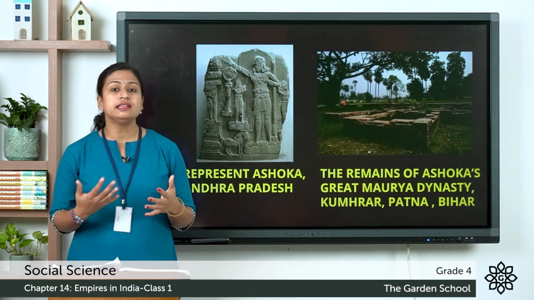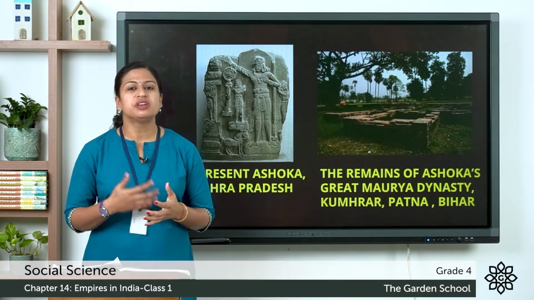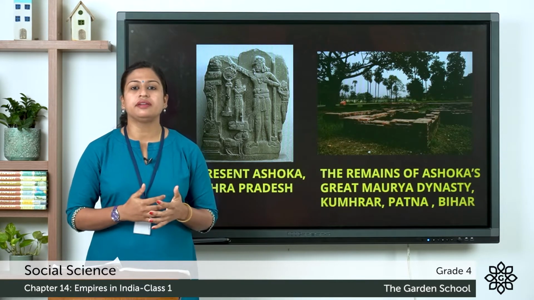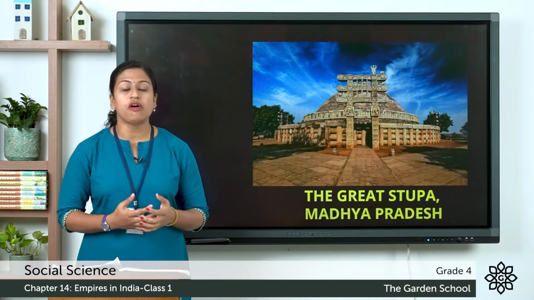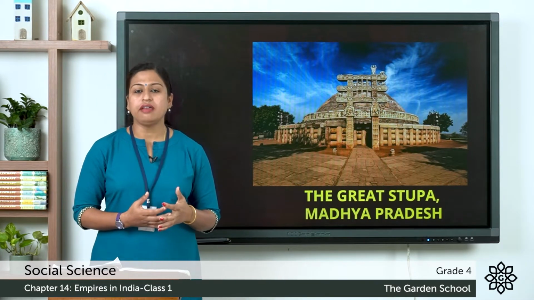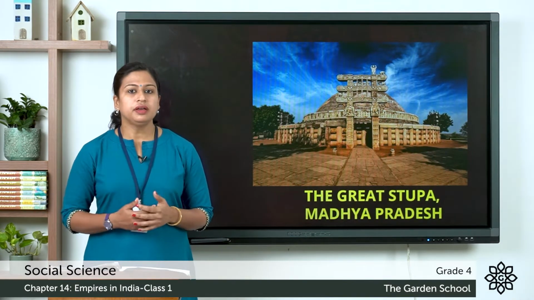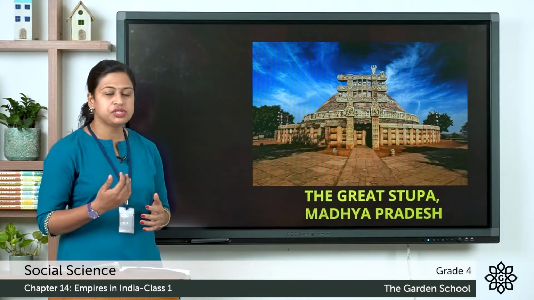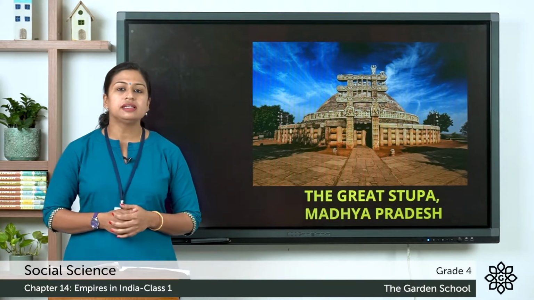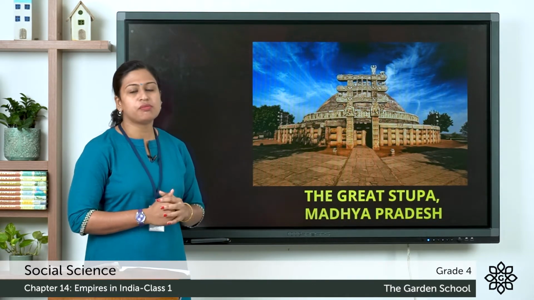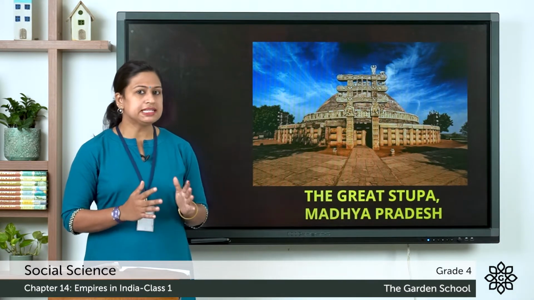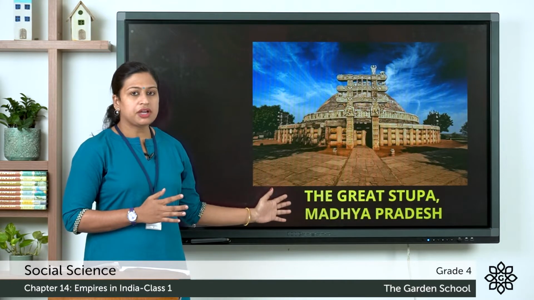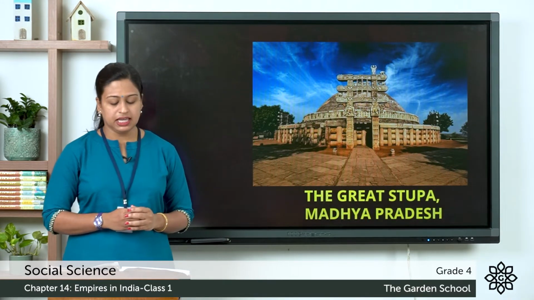After the war, he saw bloodshed everywhere, which changed his life, and he decided not to fight any wars again. And he became a strict follower of Buddha. He devoted his life to serving his people. Here you can see the great stupa which is located in Madhya Pradesh, and it was built by Ashoka. This is one of the oldest Buddhist monuments and one of UNESCO's World Heritage Sites. It is believed that ashes of Buddha are located here.